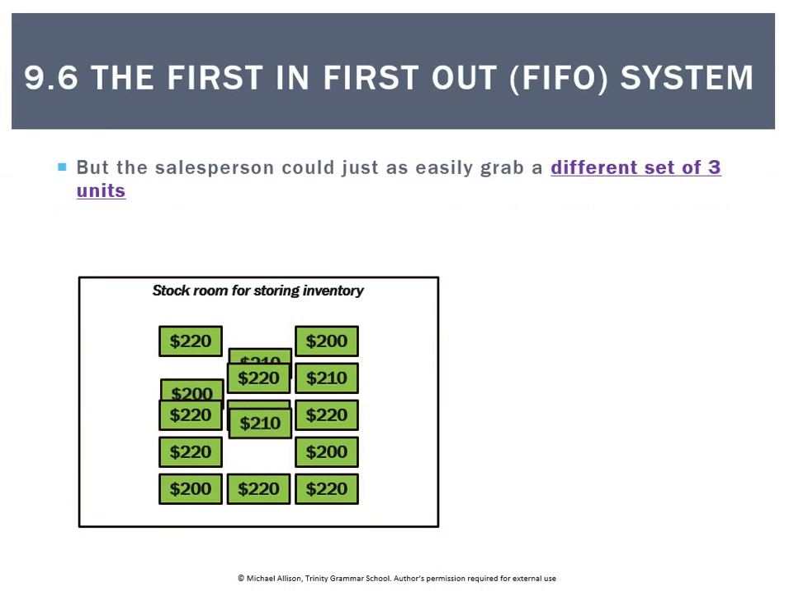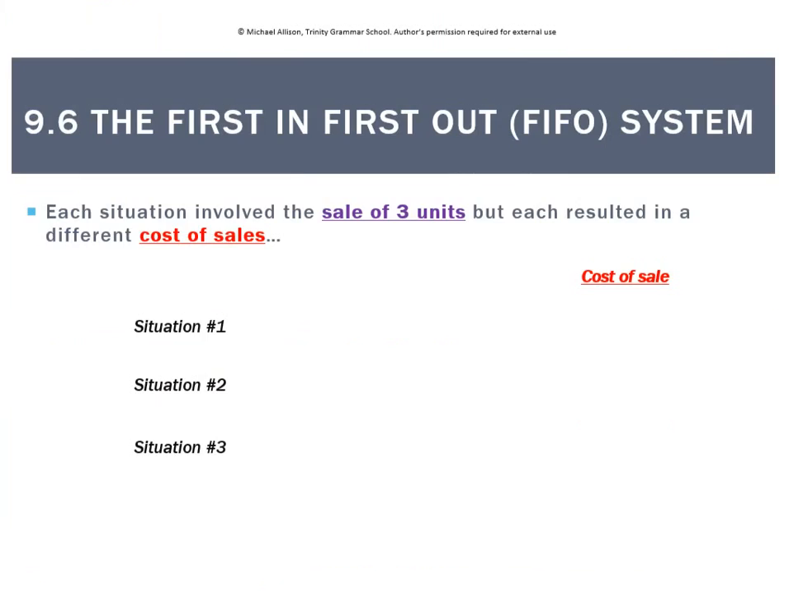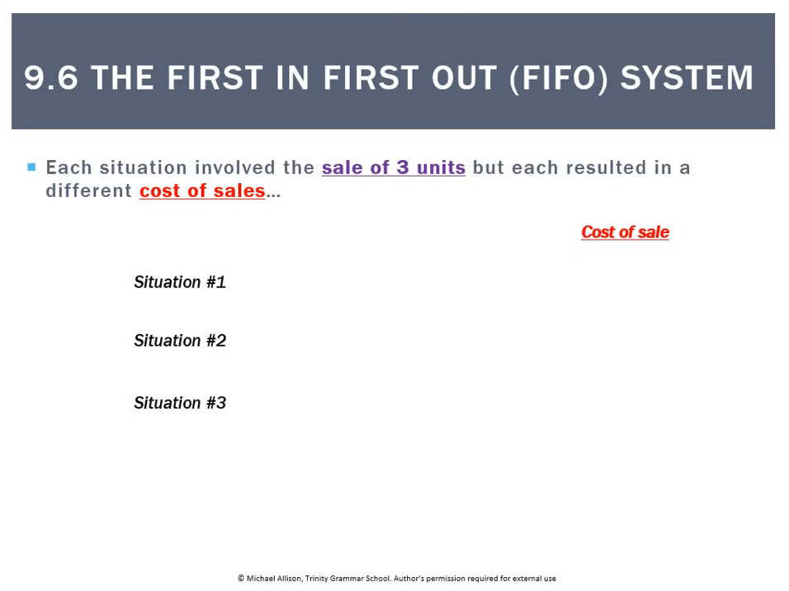What about a third person who grabbed those 3 there? They took a 200, a 210, and a 210. The cost of that sale is $620. So what we got was 3 situations. In each case we sold 3 units, but to get the cost of sale, we ended up with a different amount.